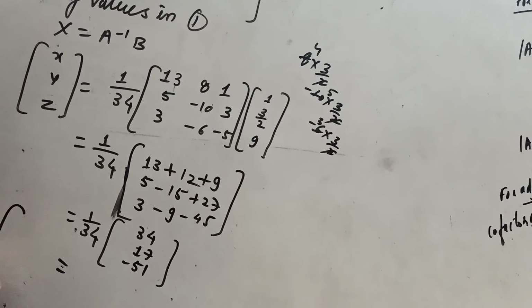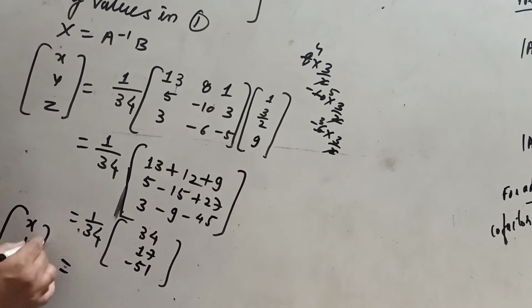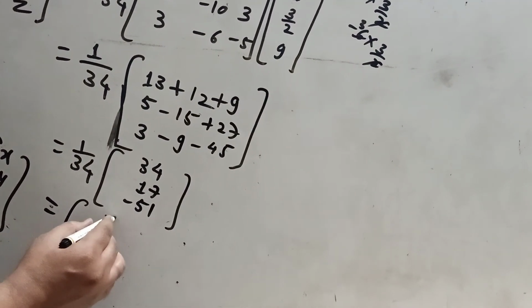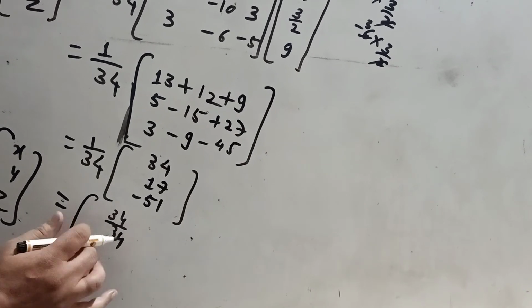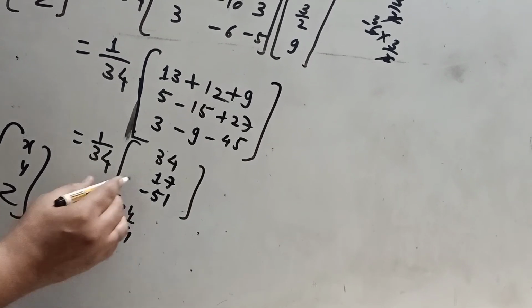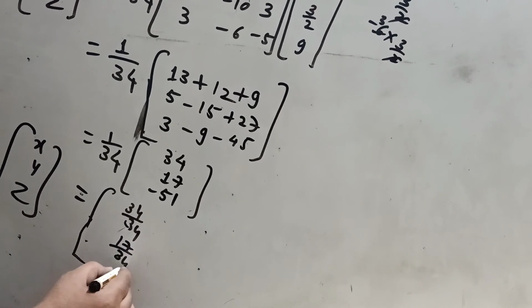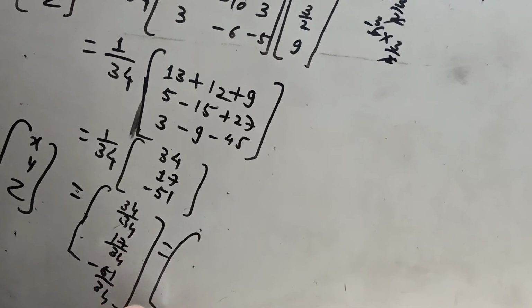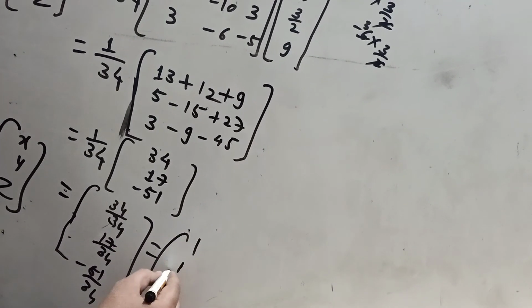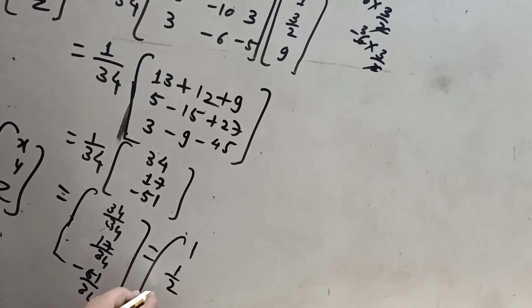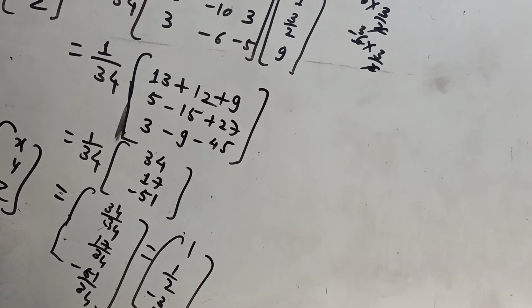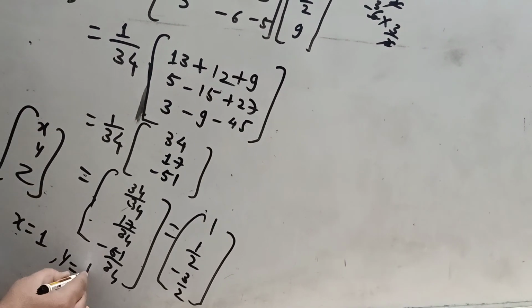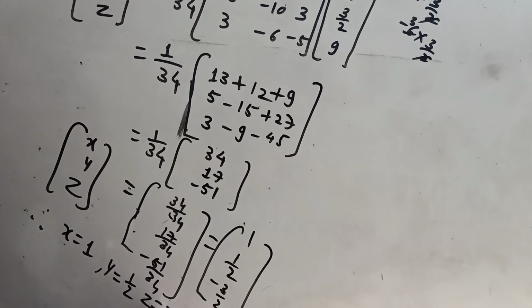Now we'll take this 1 upon 34 inside, because this is a matrix. We have to multiply all elements by 1 upon 34. So 34 upon 34, 17 upon 34, minus 51 upon 34. If you simplify, 34 upon 34 is 1, 17 upon 34 is 1 by 2, and minus 51 upon 34 is minus 3 by 2. On comparing, we get x equal to 1, y equal to 1 by 2, z equal to minus 3 by 2.